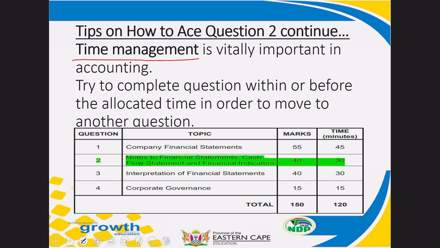Like, for example, with this extract here, you will see that question 2 is there on the instructions. There is the topic that is being assessed in question 2: notes to financial statements, cash flow statement, and financial indicators. The mark for this question was 40 marks, and then the time that they are giving you is 30 minutes. So you need to make sure you focus so that within that 30 minutes you are able to finish that question in order to move on to the other questions, so that you are able to answer the entire paper and leave no blank spaces.